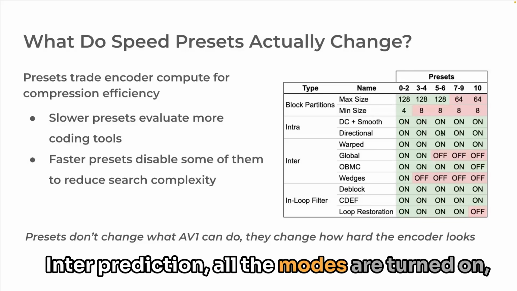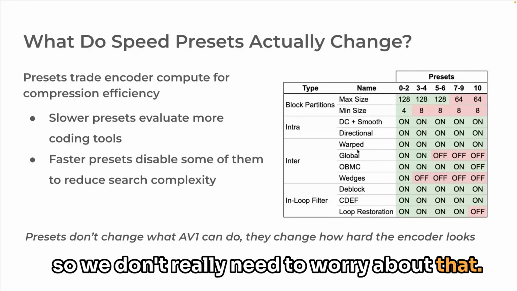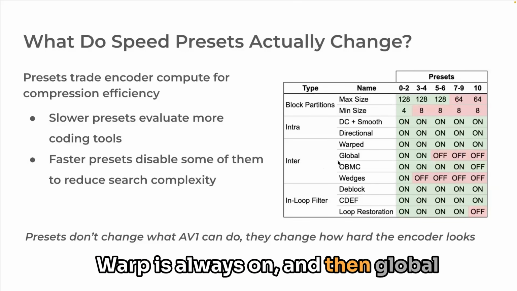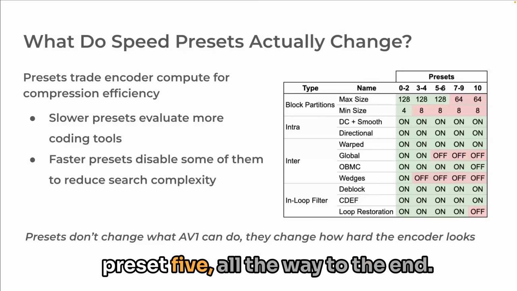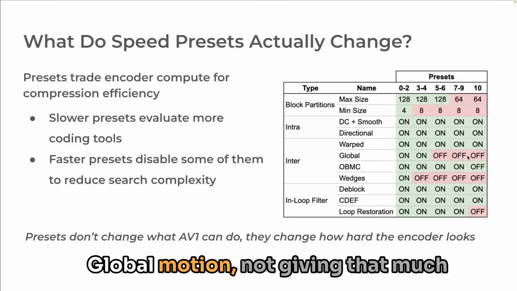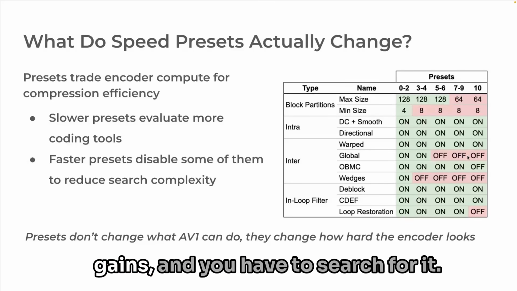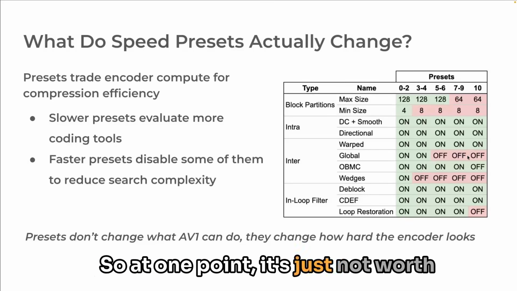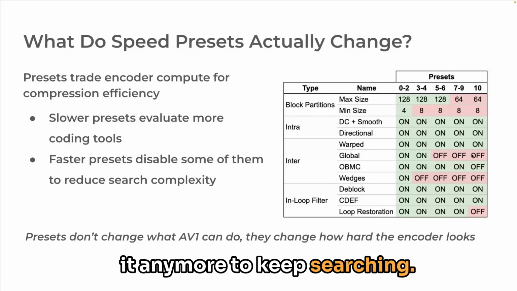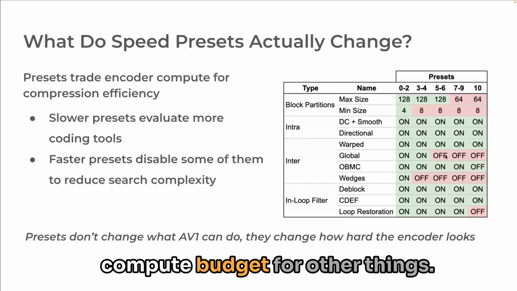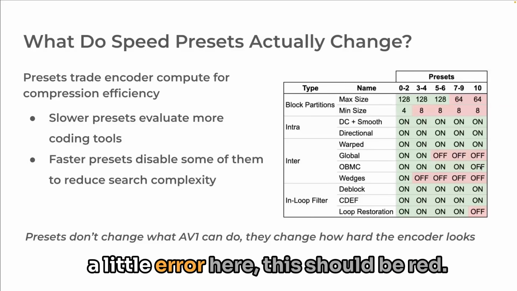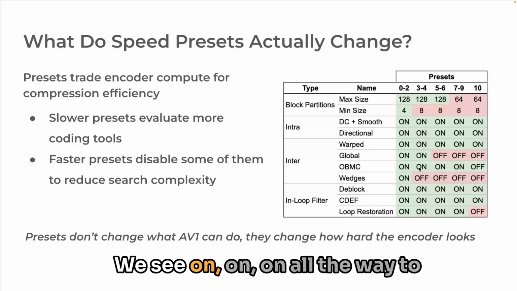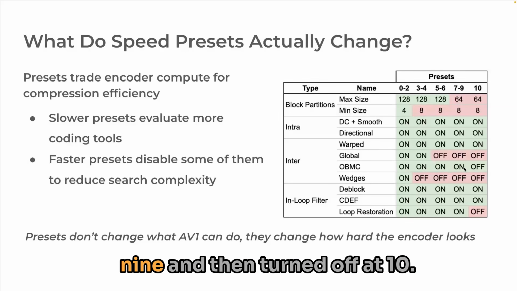For intra prediction, all the modes are turned on, so we don't really need to worry about that. Warp is always on, and then global motion gets turned off around preset 5 all the way to the end. Global motion doesn't give that many gains, and you have to search for it, so at one point it's not worth it anymore to keep searching. You're just better off saving your compute budget for other things. For OBMC, I've just noticed there's a little error here. This should be red. We see it on all the way to 9, and then turned off at 10.